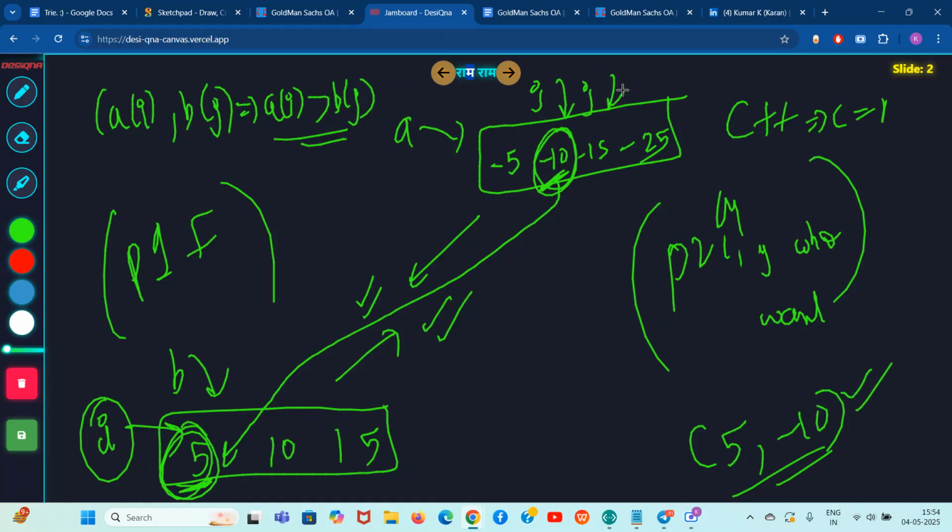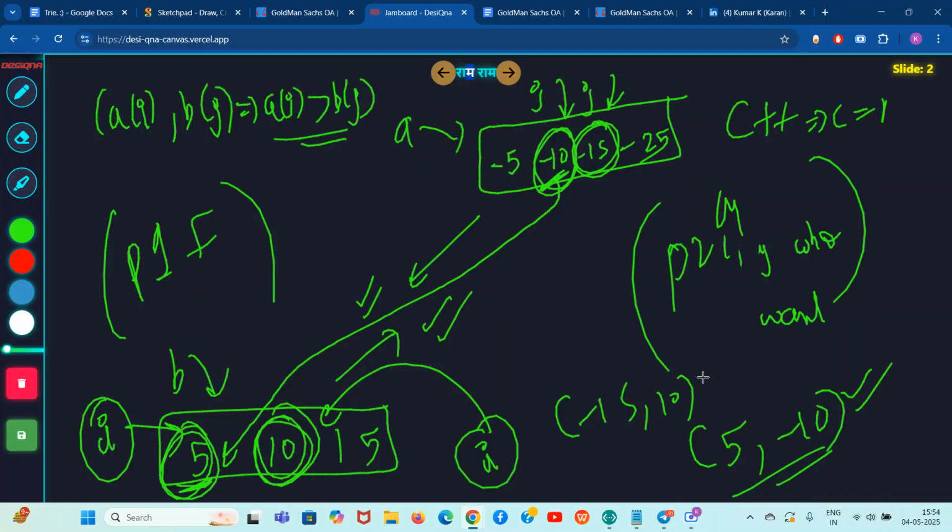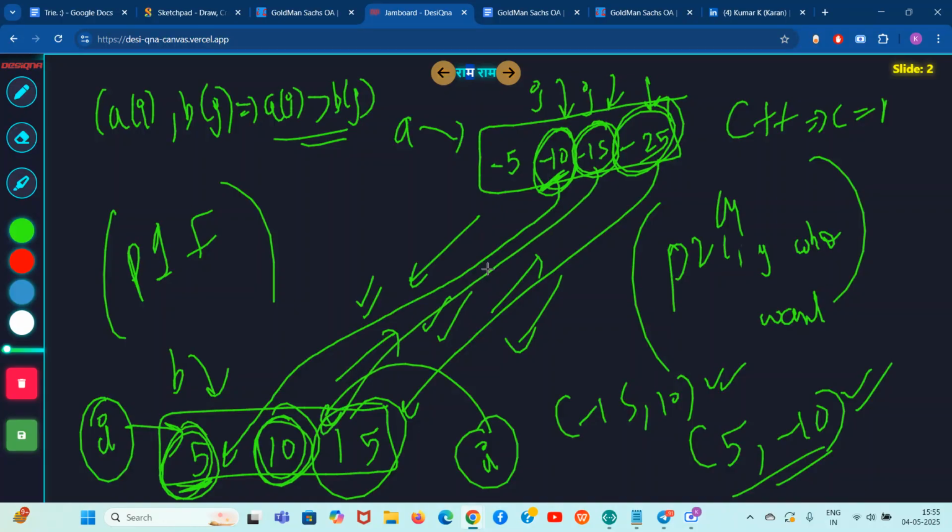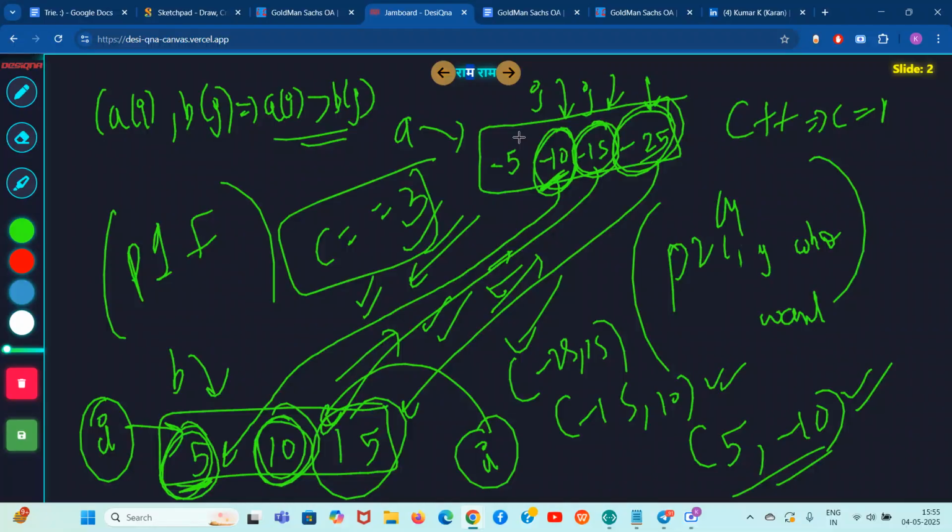Now what you will do? Your J pointer will now become 15. And your I pointer will now become 10. Is 15 greater than 10? Yes. So -15 comma 10, second relationship found. Now J pointer here 25 and here 15. Is 15 greater than 25? Yes, both were relationship satisfied. Same happened for 15 to 10. Both were relationship satisfied. So another valid pair is -25 comma 15. Three pairs. C equal to 3. Three pairs you found.